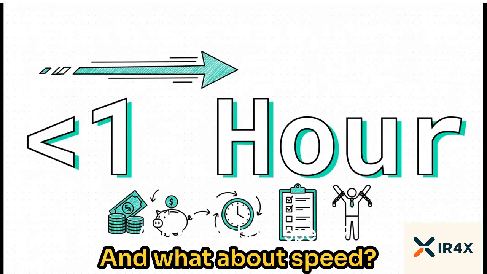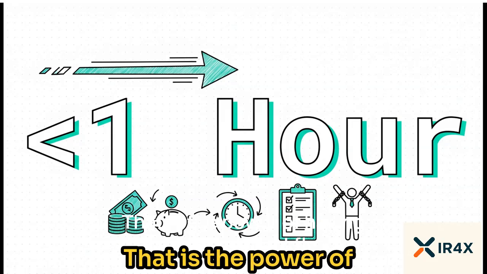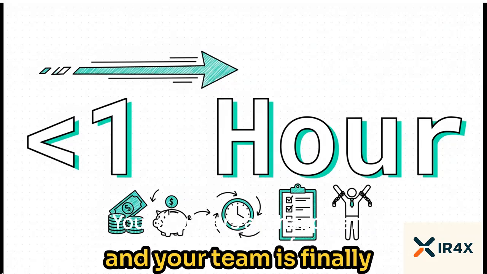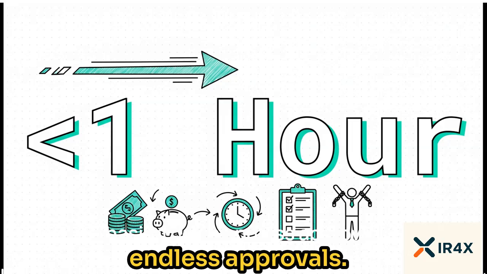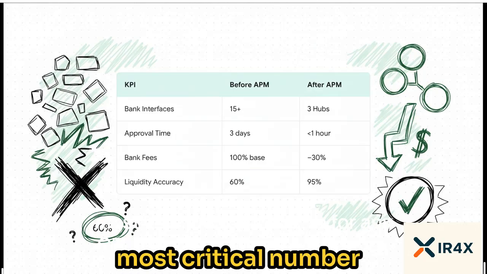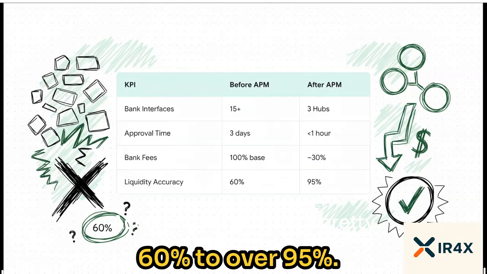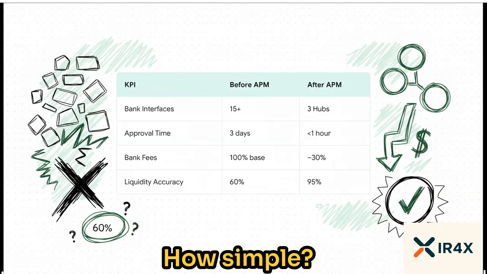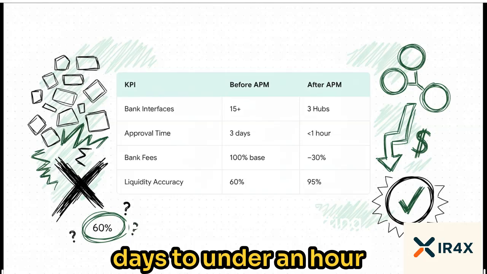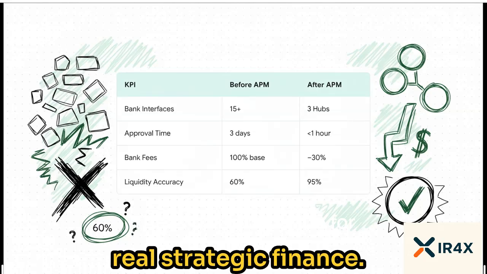And what about speed? Just imagine taking a process that used to take 3 days and shrinking it down to less than an hour. That is the power of having harmonized workflows. Cash moves way faster, your suppliers are happy, and your team is finally free from chasing down endless approvals. This table just lays out the before and after in perfect detail. But the most critical number here for any CFO is that bottom line. Liquidity accuracy jumps from a pretty shaky 60% to over 95%. How? Simple. By taking 15+ bank interfaces and consolidating them into just 3 hubs, by cutting approvals from days to under an hour, and slashing fees. That huge jump in accuracy, that's the foundation for real strategic finance.